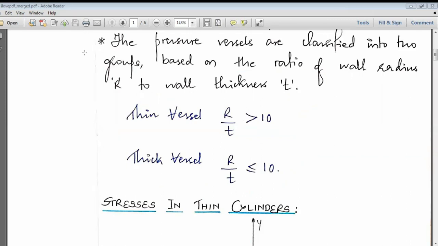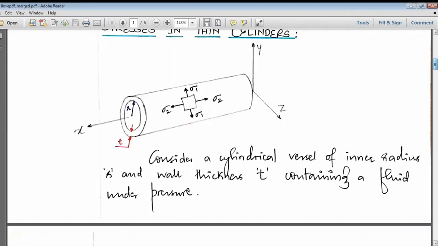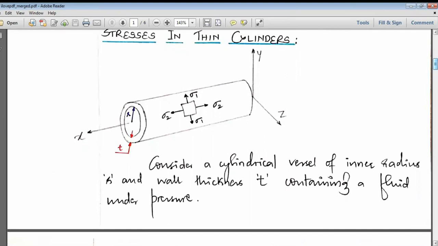Now we'll initially start with thin cylinders. Let us go through the stresses coming in cylinders. To understand that, I have considered a thin cylinder. I have shown you all three mutually perpendicular directions x, y, and z. It has a certain thickness T and an inner radius R, and I have considered an element on the upper body of this thin cylinder.